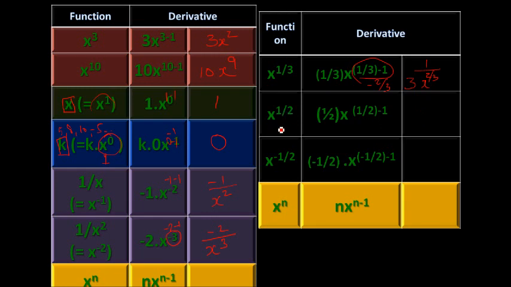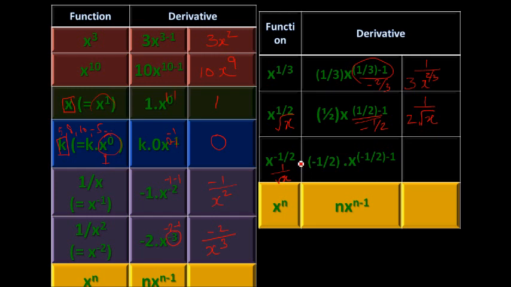Here, x power half is nothing but square root of x. So, if it is square root of x, take it as x power half and apply the formula. Half x power half minus 1. Half minus 1 is negative half, which is 1 over root 2. Therefore, it is 1 over 2 root x. So, x power negative half is 1 over root x.